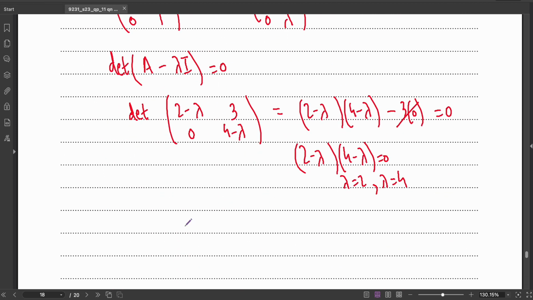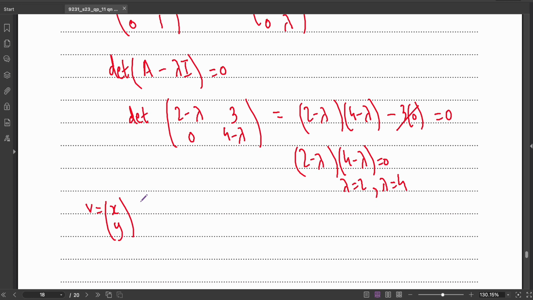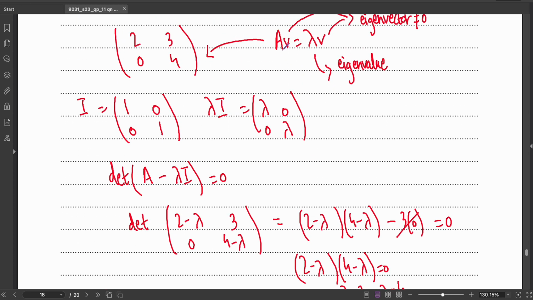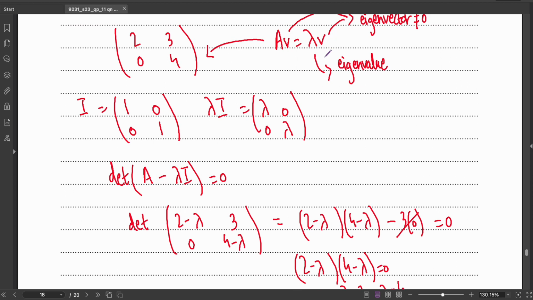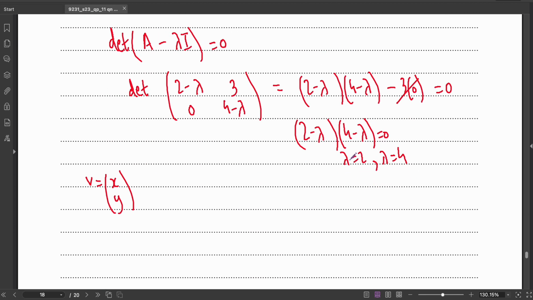Now how do you find the eigenvector? An eigenvector V is just going to be of the form x, y. That's just the way this is going to be, some vector in that form. But then look, we already have the equation. We have the matrix A multiplied by the eigenvector is going to give you the eigenvalue multiplied by the eigenvector. So let's do 2 first. You're going to do each eigenvalue one at a time, because each eigenvalue will have its own different eigenvector.